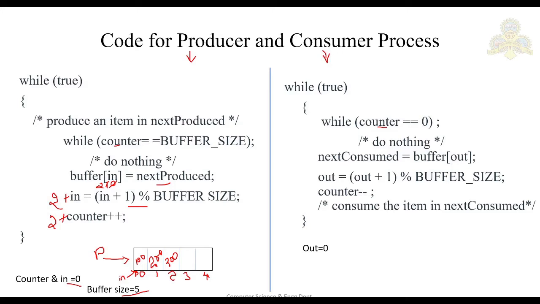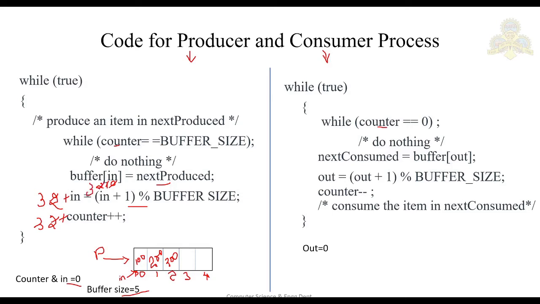So in value is 2, 2 plus 1 is 3, 3 mod 5 is 3. Okay, the updated value of in is 3. Counter also you incremented by 1, 2 plus 1, which is 3. Again we will go back to this while loop. Check now whether counter value, that is 3, is equal to 5, which is false. Come here. Now the updated value of in is 3.